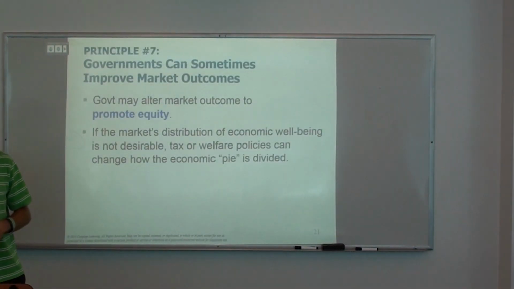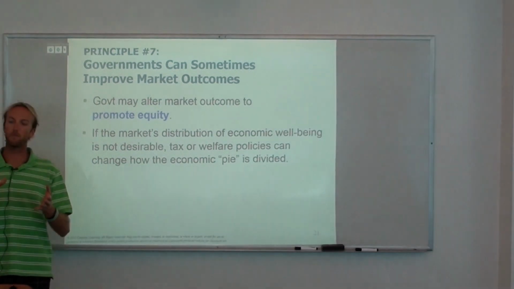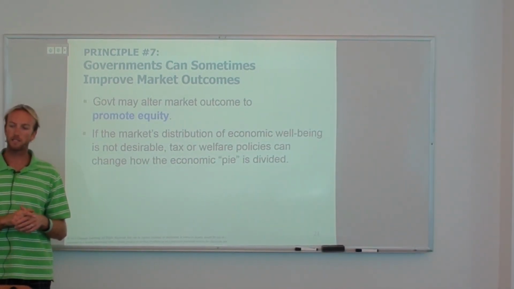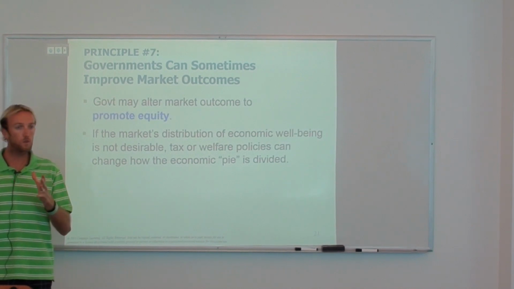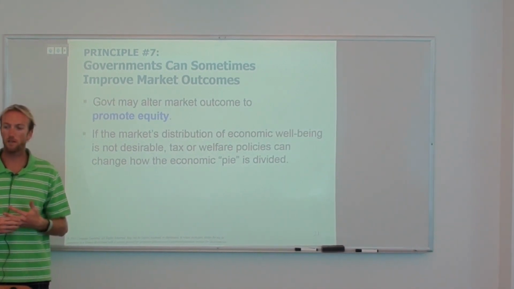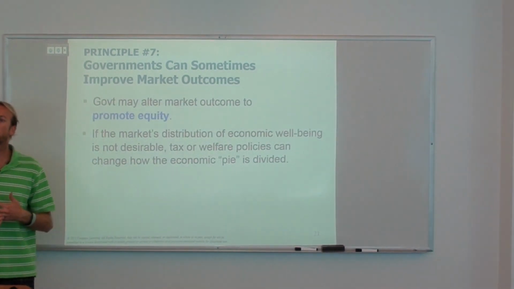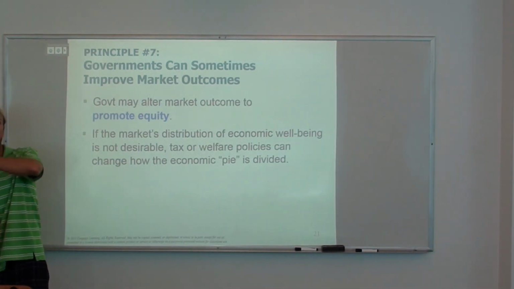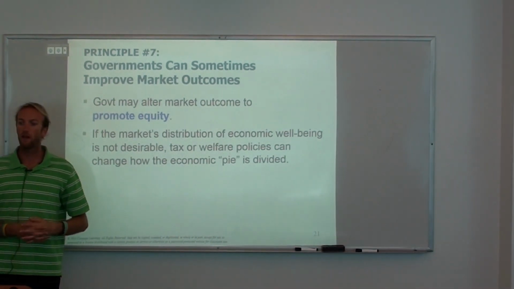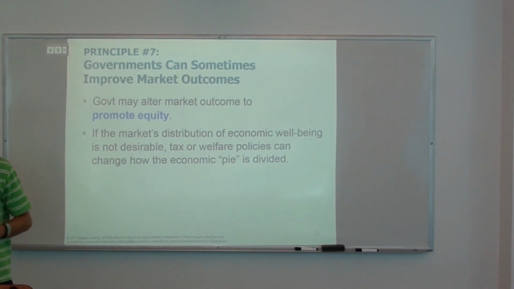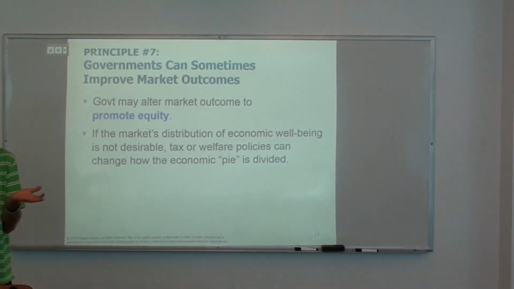So this last point is saying that if I want to shift the size of the pie from the people with the bigger slices to the people with the smaller slices, we can use tax or welfare policies. These obviously the government has to do.